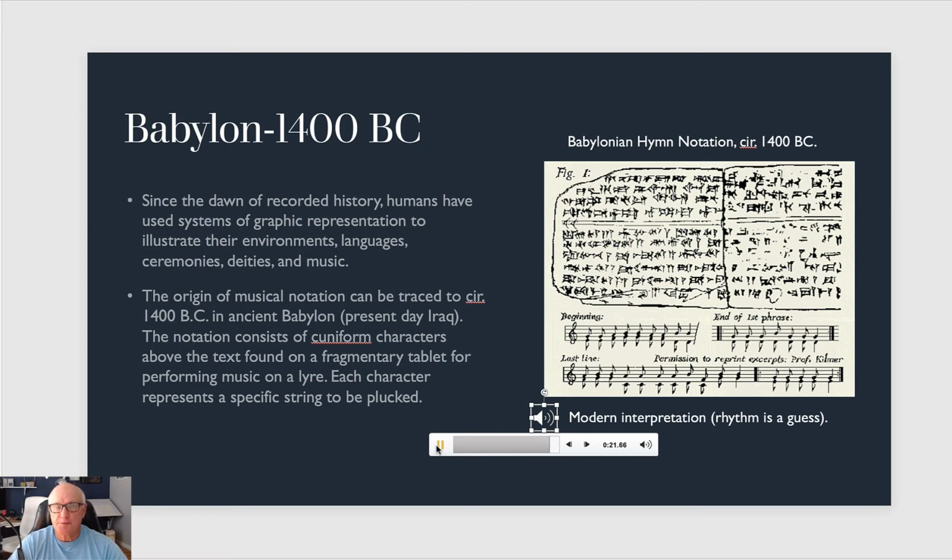So it's very simple, and we're not sure about the rhythm. But the idea is that notation probably goes back as far as the notation of language, which we really tend to believe in the West anyway that we can trace to ancient Babylon and Sumeria.